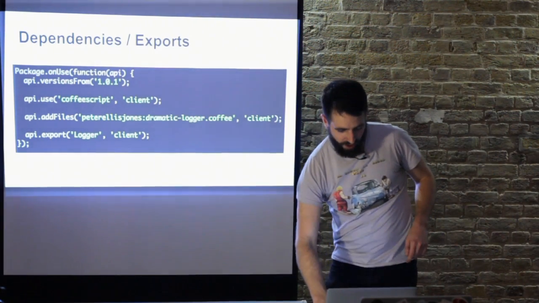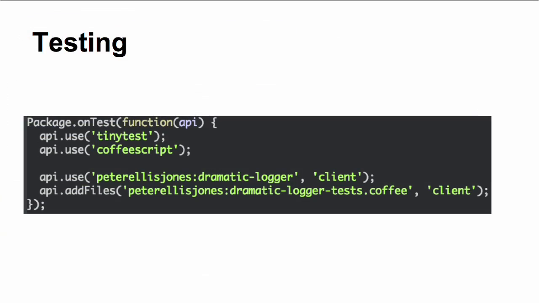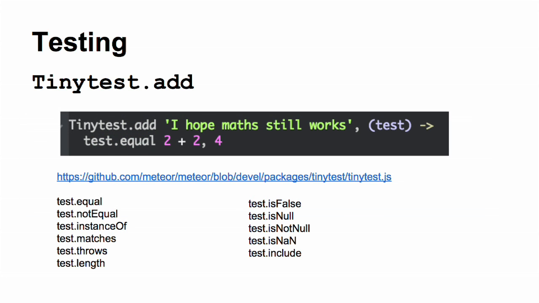Cool. And then for testing, you get this package.onTest function, and it uses Tinytest by default. I'm using CoffeeScript here. You import the package, and you can say what files. You have some test files. Let's see what a test file looks like. So this is the Tinytest test framework. I think it's really cool. One of the great things about Tinytest is that it's true to its name.